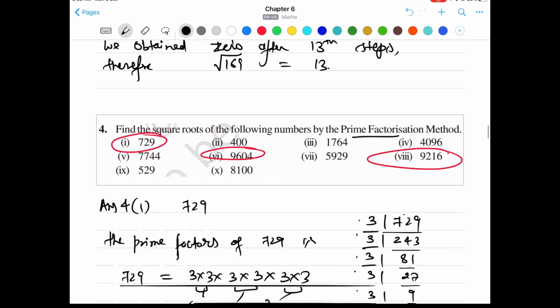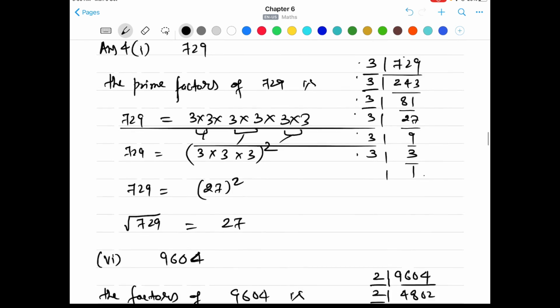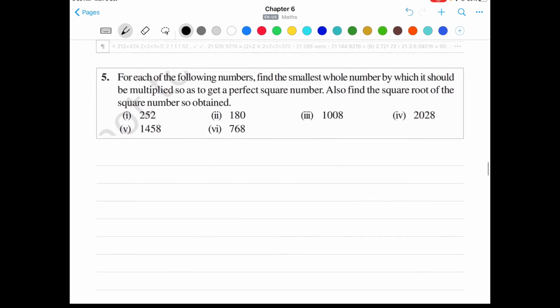I've done the 3 parts here, the remaining will be done by you. I'm not doing all the parts because that will increase the length of the video. So to keep it short, I'm doing only a few parts. Let's move to the next one.